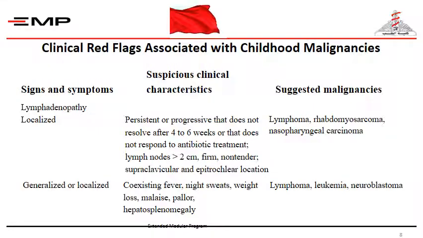Similarly, whether generalized or localized lymphadenopathy, when persistent, progressively increasing, the consistency is firm to hard, attached to surroundings, not tender, and when lymph nodes are present in a special location would raise the possibility of cancer, when it's present in the supraclavicular or the epitrochlear region.